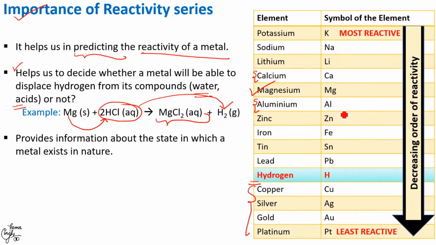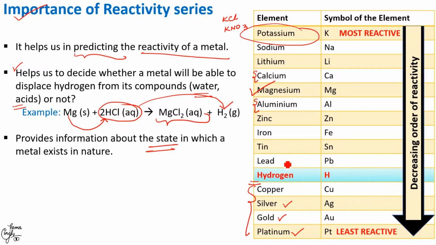Reactivity series also gives us the information about the state in which a particular metal occurs in nature. For example, elemental potassium does not occur in free state in nature because of its high reactivity, as can be seen by its higher position in the reactivity series. It is found in combined state such as ionic salts, potassium chloride, potassium nitrate, etc. Whereas metals such as gold, silver, platinum do occur in free or native state as they are least reactive metals occupying the last position in the reactivity series.